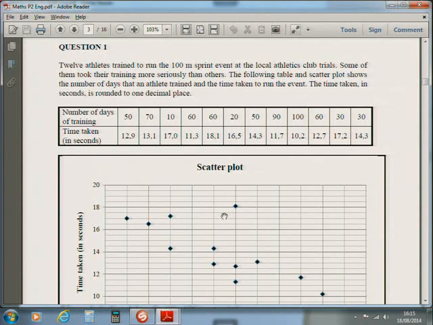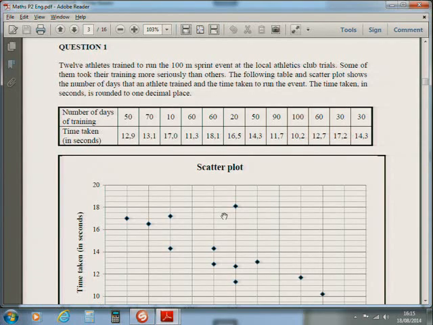Number of days of training. The first athlete trained for 50 days. 50 days training for the 100-meter sprint event. And that athlete, when running the 100-meter, took 12.9, I'm sure it's in seconds, 12.9 seconds. Time taken, 12.9. Very important, it is 2 sets of data. Do you see that? It must be number of days and time taken.